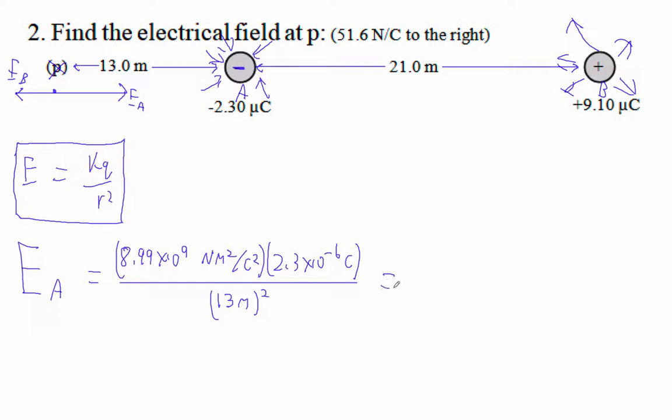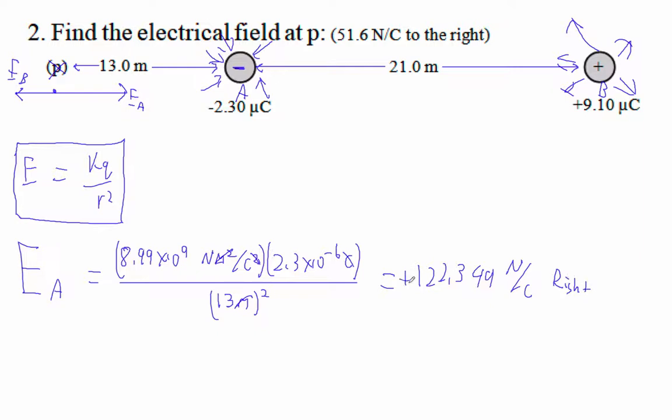Okay, so what do I get? I get 122.349, and the way these units work out, meters squared cancel, one of the coulombs cancels, and we end up with newtons per coulomb, which is the unit of electric field. Now, this is the electric field due to A. Yeah, it is due to A. This is going to be to the right.